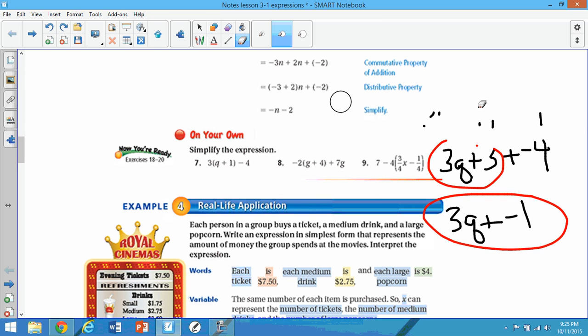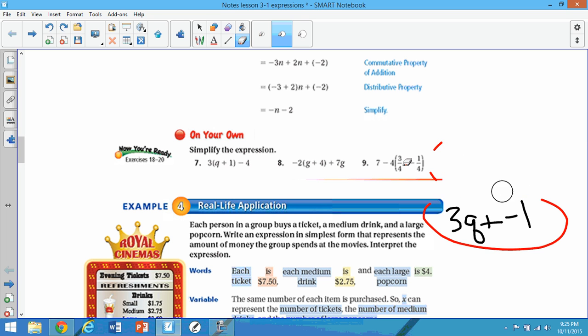Okay, so now I want you to pause your computer, and I want you to do number 8. Please pause your computer and do number 8, and then when you're done, come back.